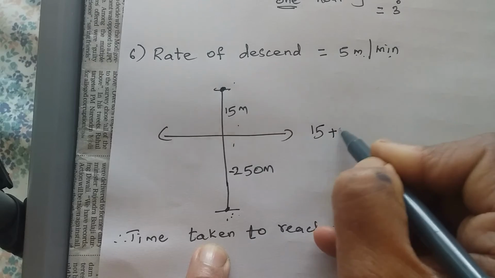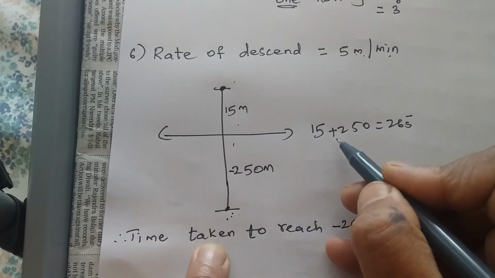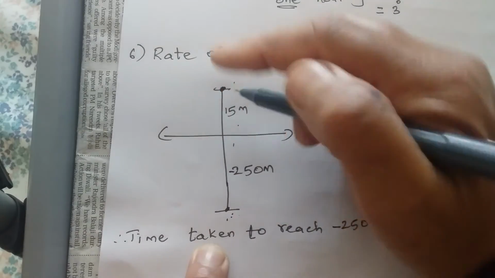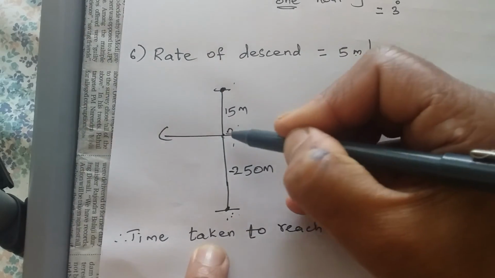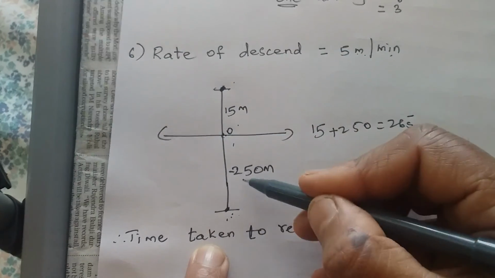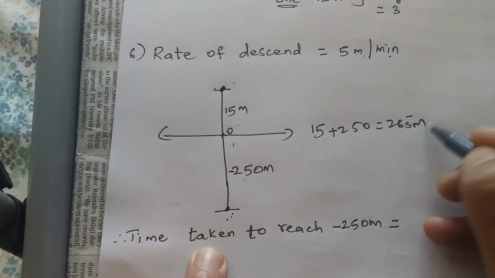Here it is 15 and here is minus 250. So the total distance is 15 plus 250, which is 265. You don't take it as minus 250. The negative sign denotes only the direction. This is the ground level, it is 0. So 0 to the above is 15, and below the ground is minus 250. So the total distance is 265 meters.